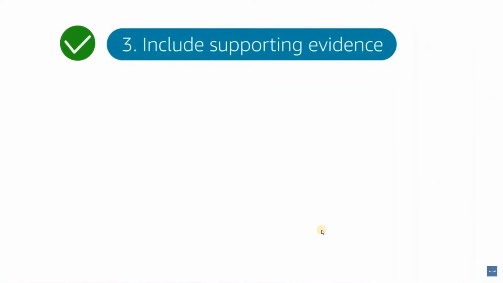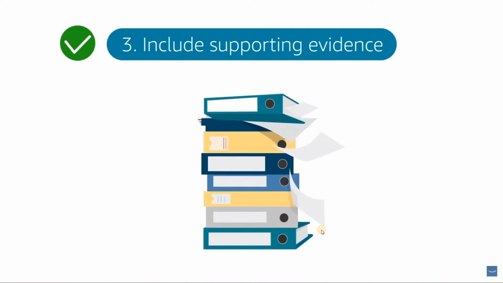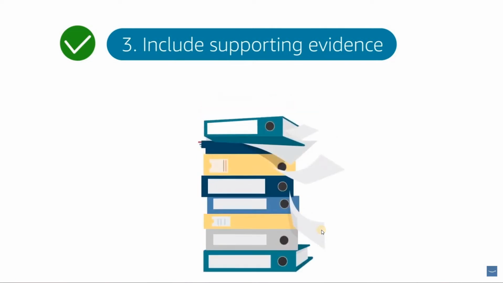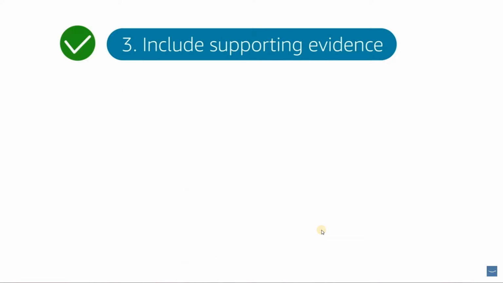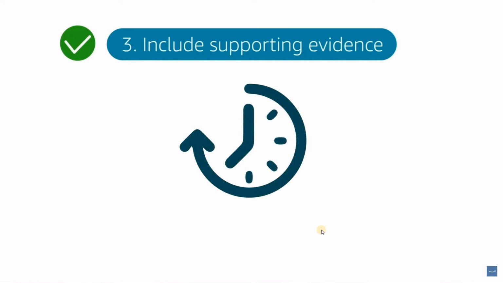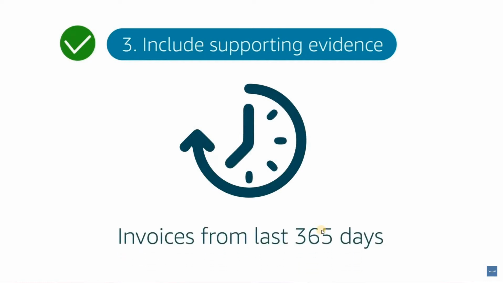3. Include supporting evidence for all items. Make sure you submit supporting evidence for all of the products or ASINs that are under review. You can find the list of products at the bottom of your original notification. Make sure to check the time frame requested for the documents, as some require invoices from the last 365 days.